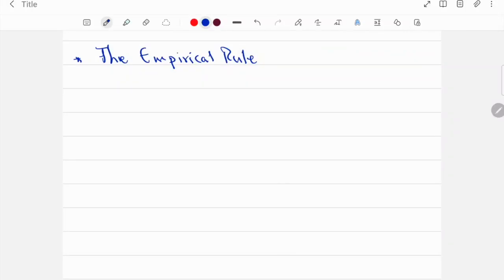Okay, I will give an example about the normal distribution. Before that, I have to introduce something we call the empirical rule. Okay, so what we know about the mean first. The mean is a measure of center, right?